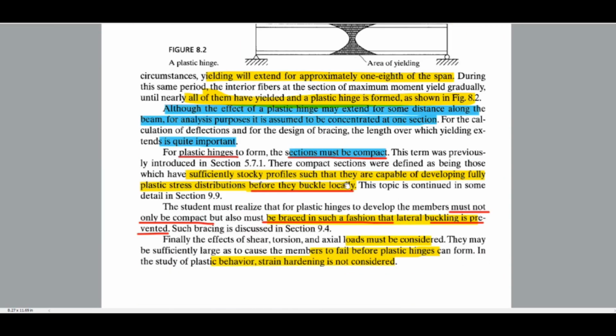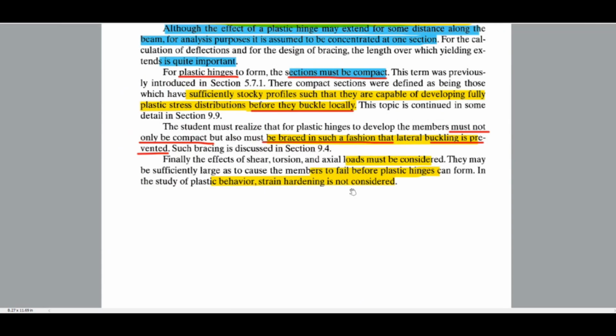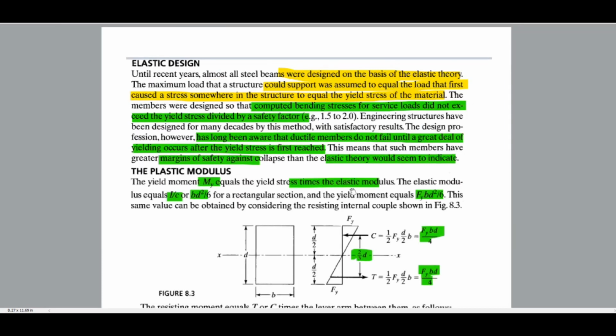The student must realize that for plastic hinges to develop, members must not only be compact but must also be braced in such a fashion that lateral buckling is prevented. Finally, the effects of shear, torsion, and axial loads must be considered. They may be sufficiently large to cause members to fail before a plastic hinge can form. In the study of plastic behavior, strain hardening is not considered.